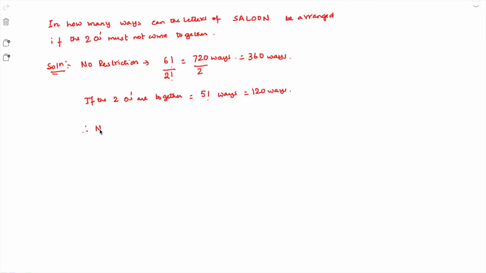Therefore, the number of ways in which the 2 O's are not together is 360 minus 120, which is 240 ways.